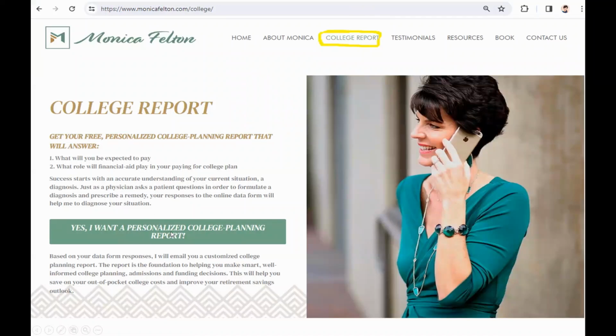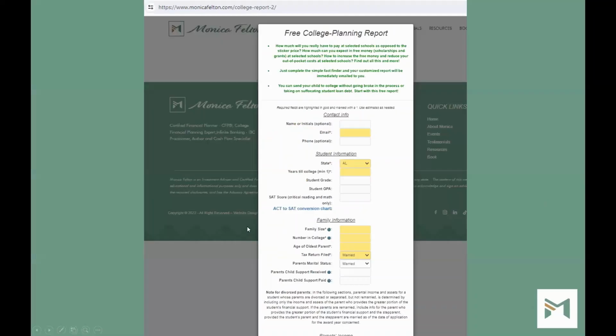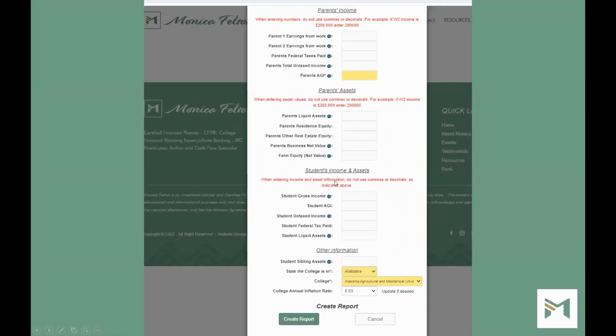Yes, I want a personalized college report, and a calculator will pop up. I do need high-level information to give you what you want. I need an accurate email address, some information on your student, information on your family. Mom and dad, I need to know what your adjusted gross income is, any assets that you have, students' income and assets. And please pop in here your student's school of choice. This is going to help you with a lot of information that is required for a successful college funding plan.